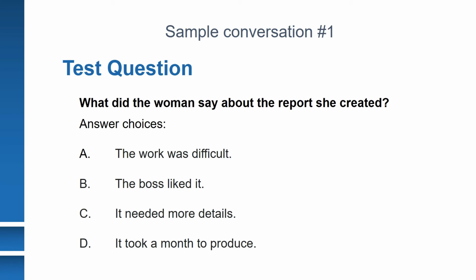What did the woman say about the report she created? A, the work was difficult. B, the boss liked it. C, it needed more details. Or D, it took a month to produce. And the answer is B, the boss liked it.